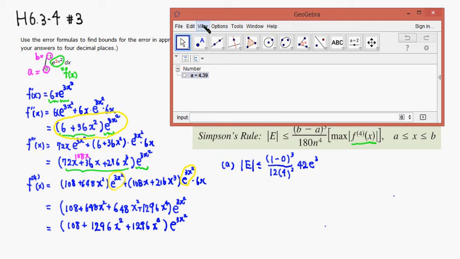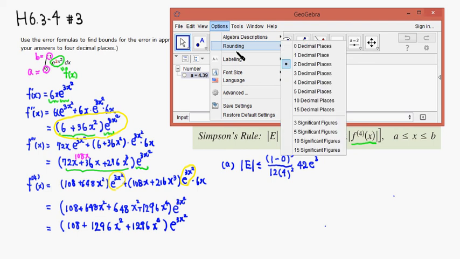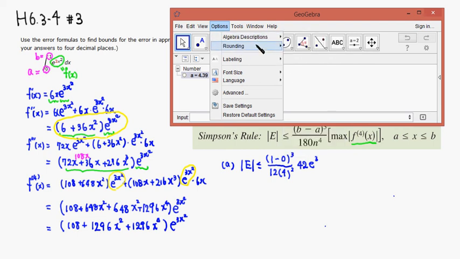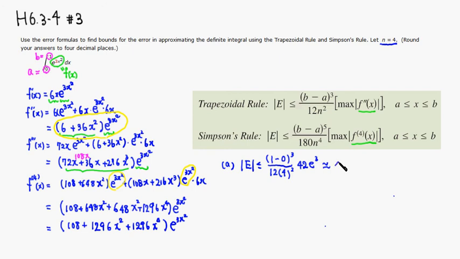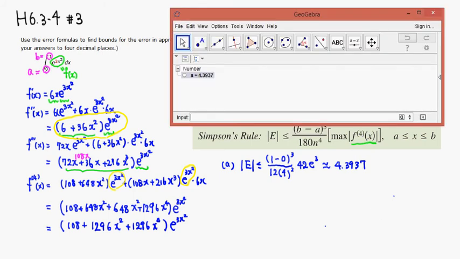We want to know 4 decimal places, so I have to change the rounding to 4 decimal places. So we got 4.3937. So this is about 4.3937. Let's double check. Alright, we got that right, 4.3937. So that's that.